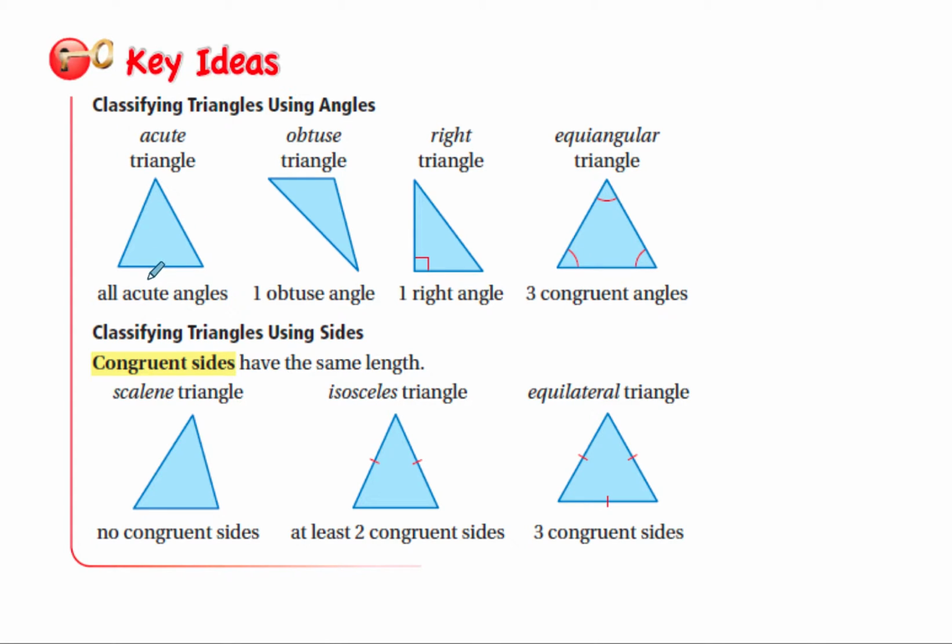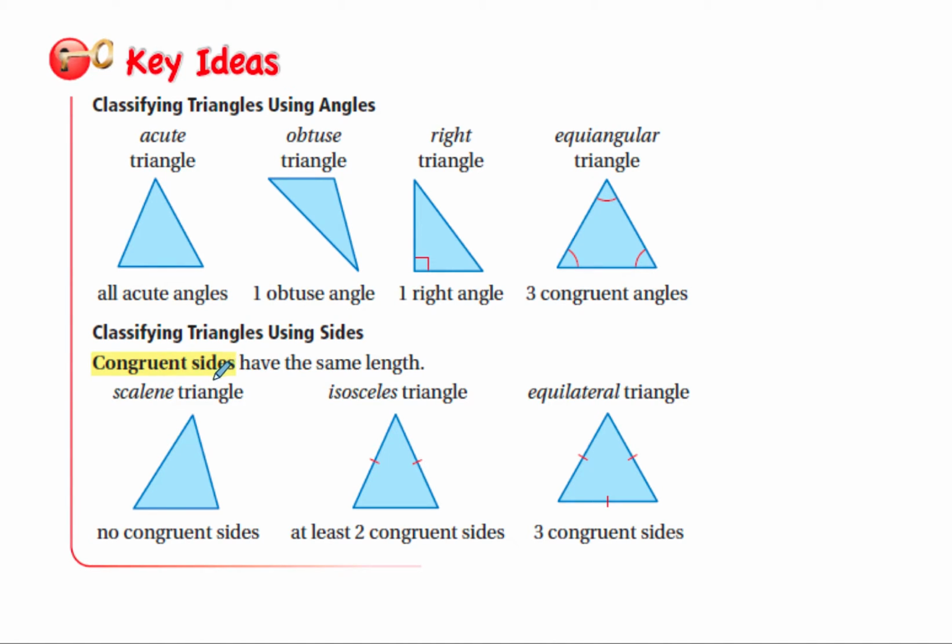So angles. If all your angles are acute, it's an acute triangle. Acute means less than 90 degrees. If you have one obtuse angle, so one angle that's more than 90 degrees, that's an obtuse triangle. A right triangle has one right angle. And then if all of the angles are congruent, that's called equiangular. It's also a type of acute, because if they're all congruent, they're going to end up being 60 degrees each, which is acute. So acute, all acute, obtuse, one obtuse, right, one right, and then equiangular, all the same. Those are the angle names.